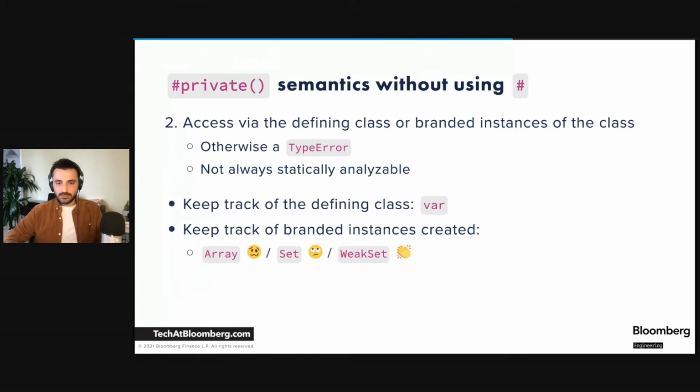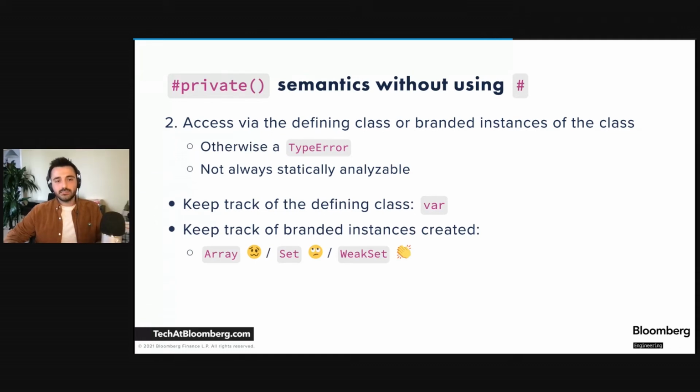For the instance members, though, we need to keep track of all of the branded instances of the class that's created. We could potentially store them in an array, and then look if the particular instance that is trying to access a private member is in the array, or we could put them into a set to optimize the lookup time. Those would potentially work, but they would come with a major cost on memory.